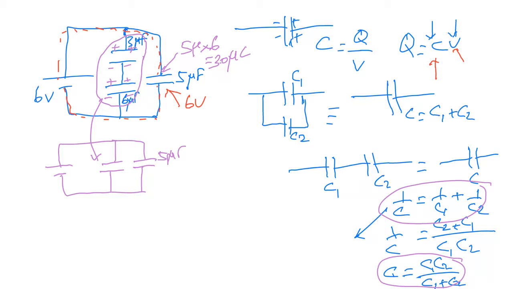If you do that, you will find C is equal to C1 C2 over C1 plus C2, so 6 times 3 divided by 6 plus 3, which is 9. So that'll be 18 over 9, which is 2 microfarad. So this capacitor is just 2 microfarad. What I have done is combine 3 and 6, which are in series, into a single capacitor.